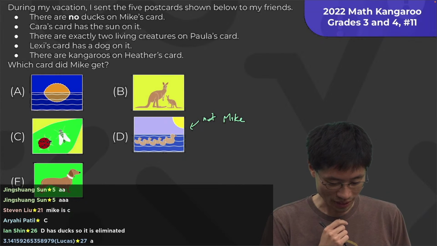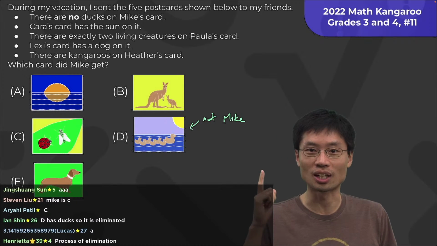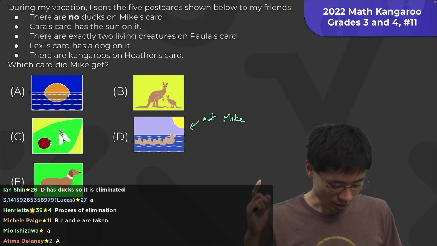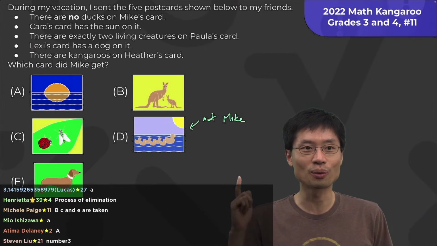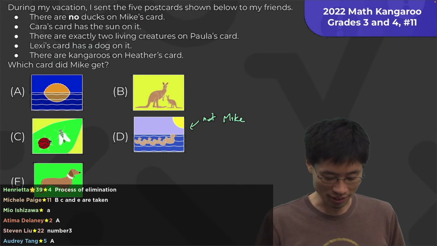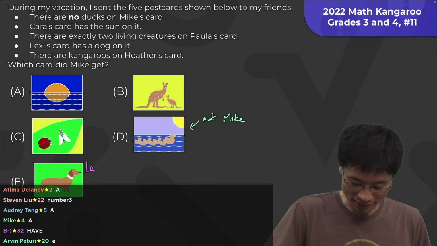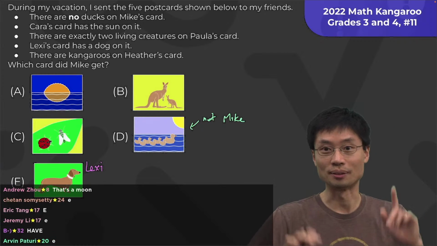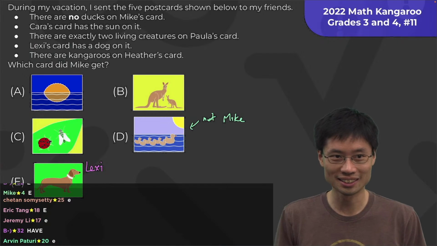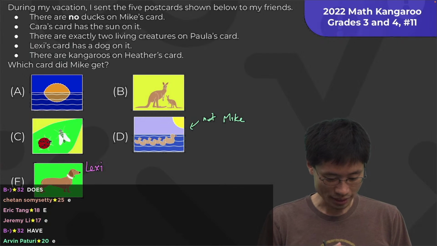Lexi's card has a dog on it. Oh, is there only 1 card with a dog on it? Can anyone else tell me which card has a dog on it? I think there's only one of them. Which dog? Yeah, E. Very good. So now I got some information. I know for sure that this is Lexi's card. For sure. That settled it. So Lexi got this.